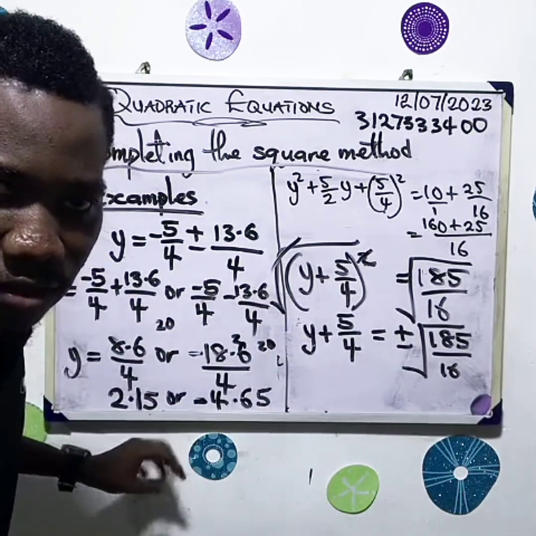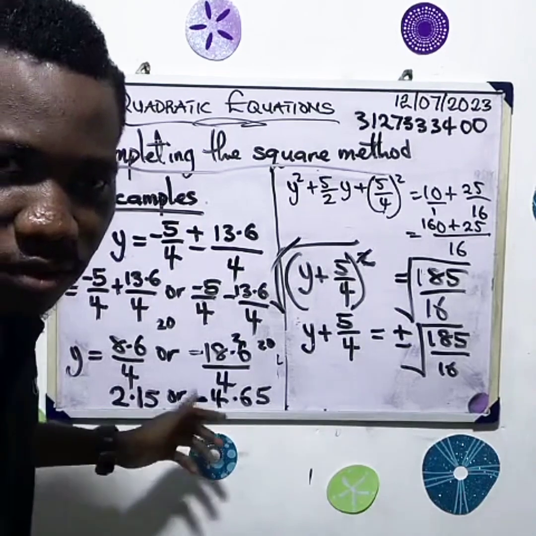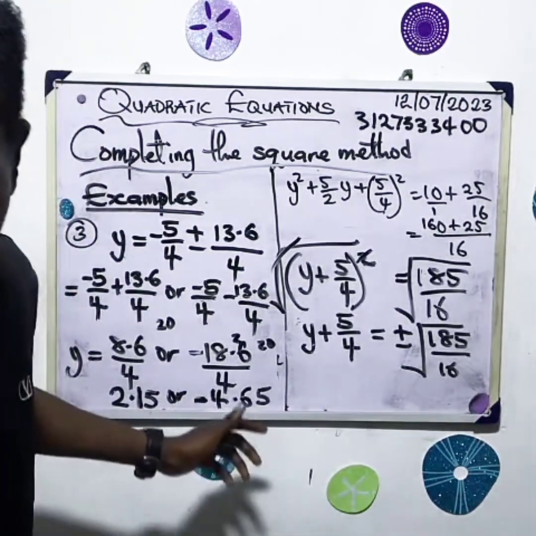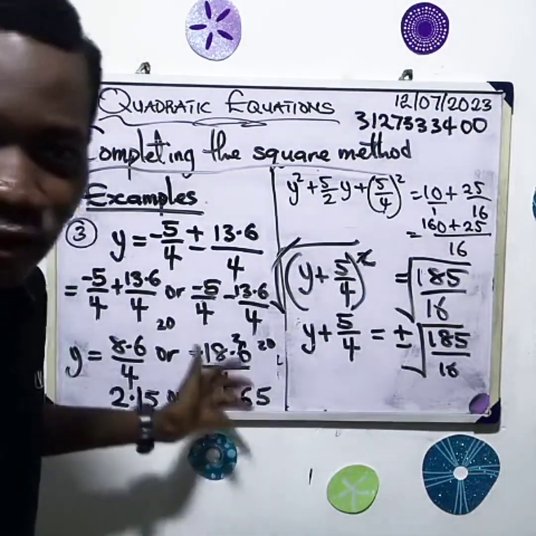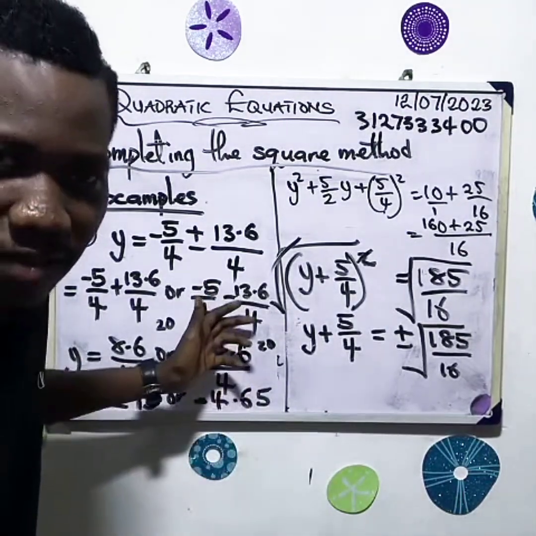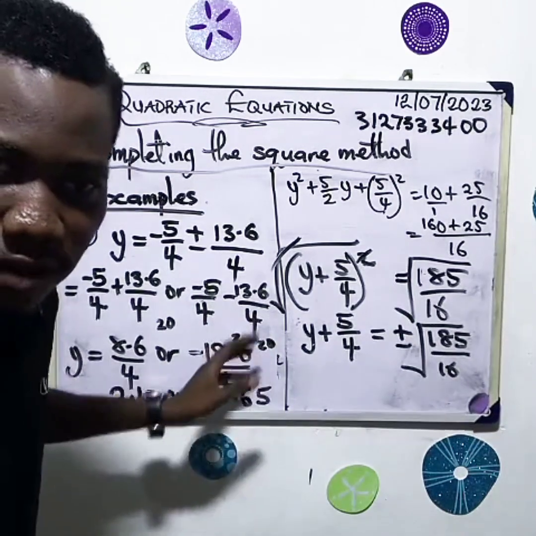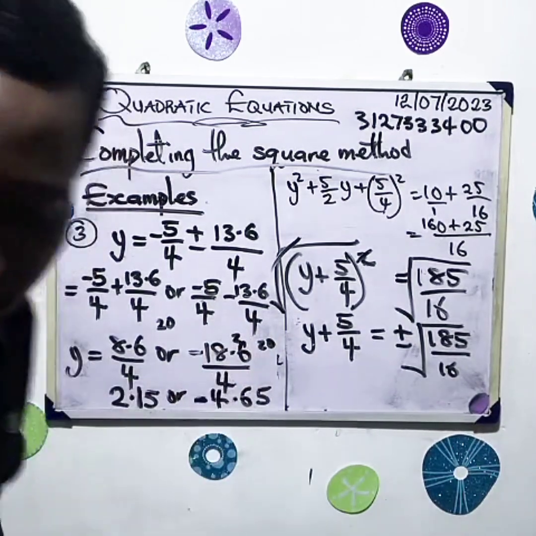Can I get the question again? The question was 2y squared plus 5y minus 20 equals 0. That's the question. Okay. All right, assignment.